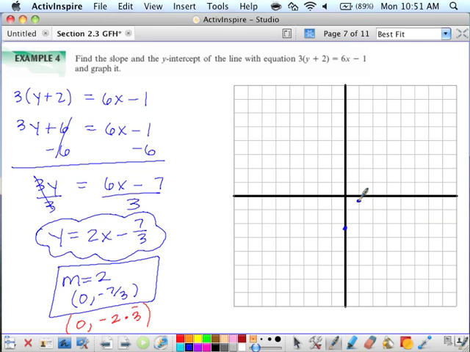And we'll do that a couple more times. Up 2, over 1. Once you have enough points on your line there, we'll go ahead and connect them with as straight a line as we possibly can. And remember to put arrows on the end indicating that it goes on forever. And that's how we graph from slope-intercept form. We've done that in another section already, but your book officially introduces it right now.